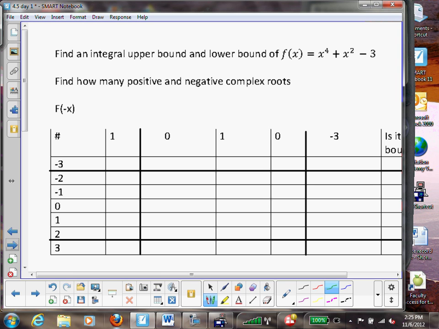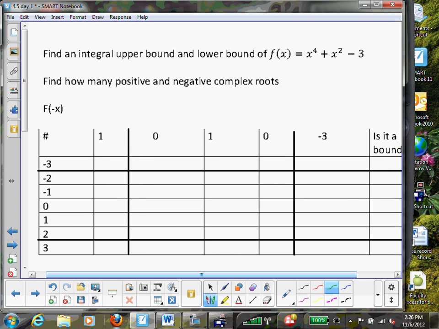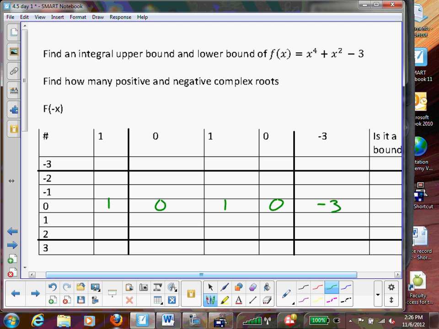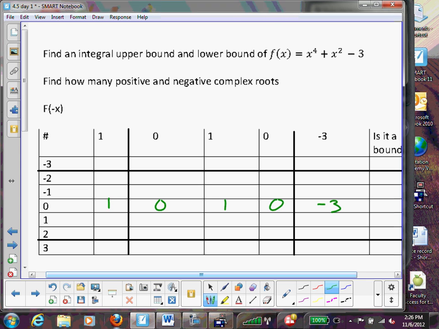All right, find an integral upper and lower bound. How many positive and negative complex roots? All right, let's do it. So we're going to start at 0. 1, 0, 1, 0, negative 3. This gives me nothing. 0 is neither positive or negative, but it tells me that my final answer is negative 3, right? So these final answers are what we're going to look at to determine between which integers, consecutive integers, we will find zeros.